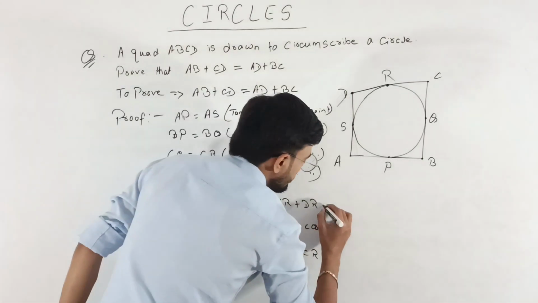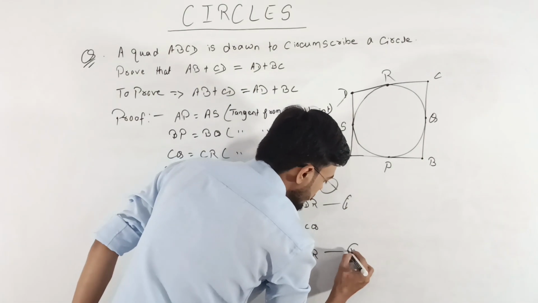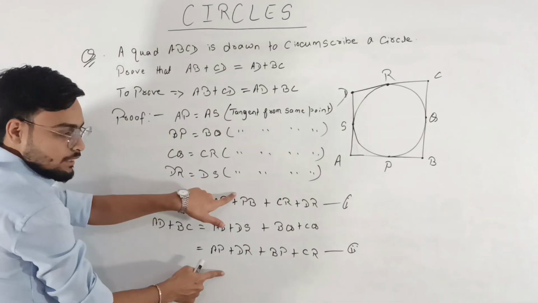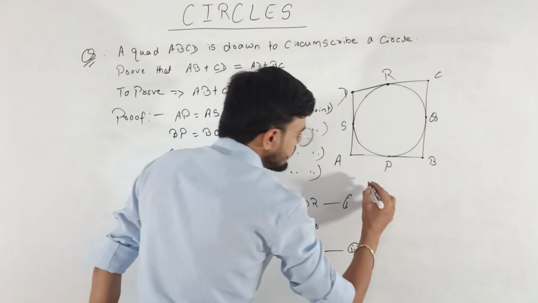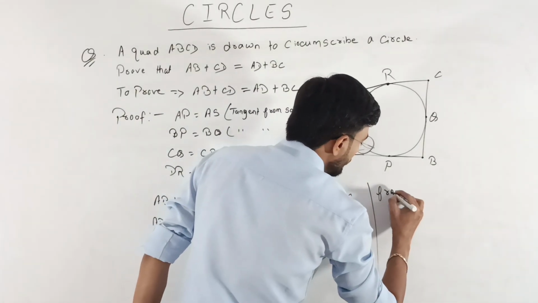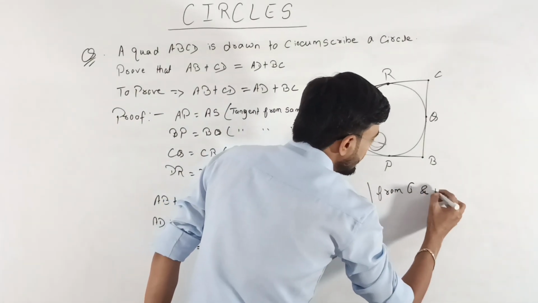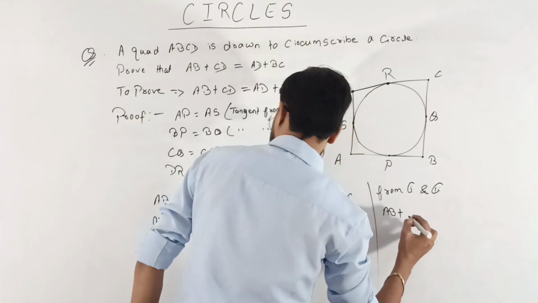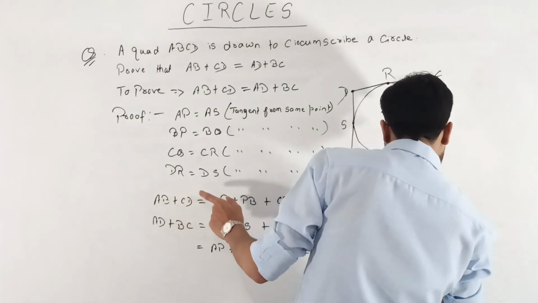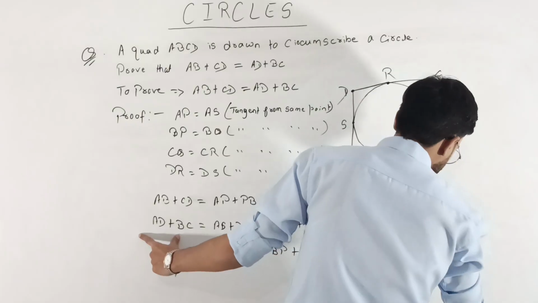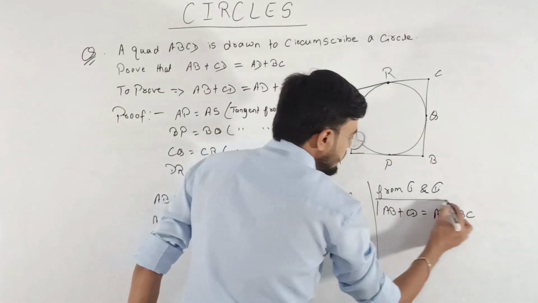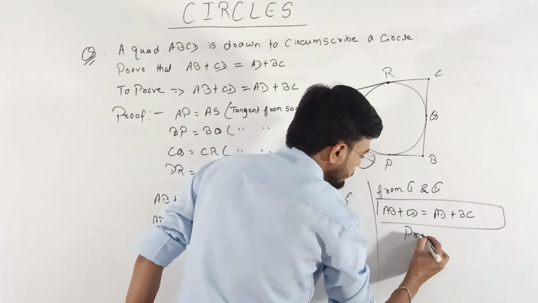So this is my equation first and this is my equation second. So from first and second, RHS is equal. Therefore, LHS is also equal. So I write it here, from equation first and equation second, AB plus CD is equal to AD plus BC. Now this one is proved.